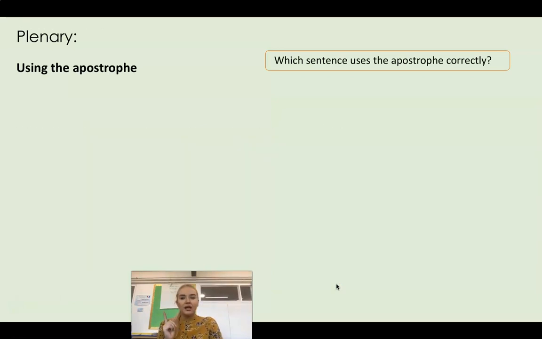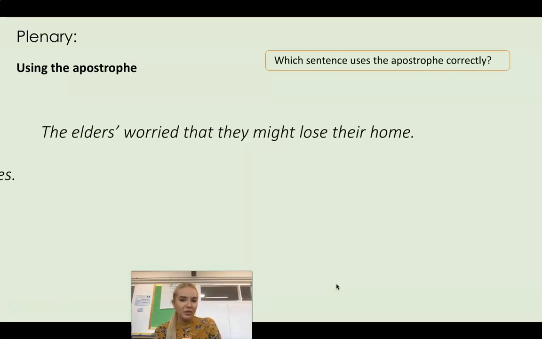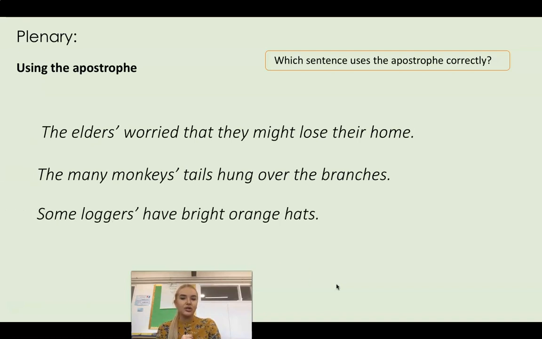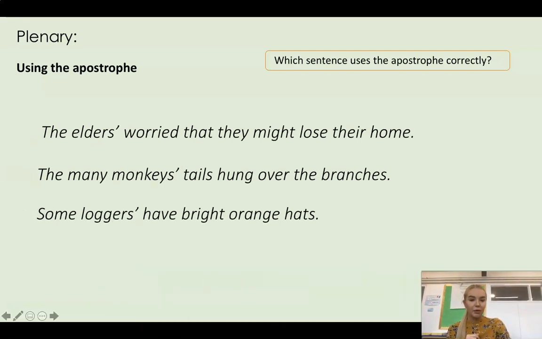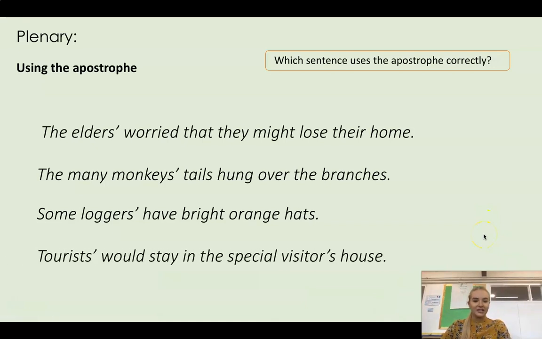Now, I just want to have a quick plenary with you. Which sentences use the apostrophe correctly? Pause the video and have a think. Okay, how did you do? Oh, there's an extra one. Pause it again. How did you do?